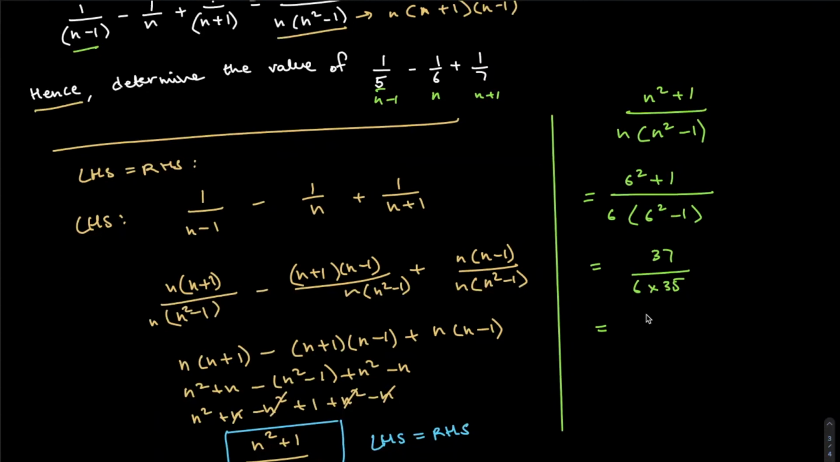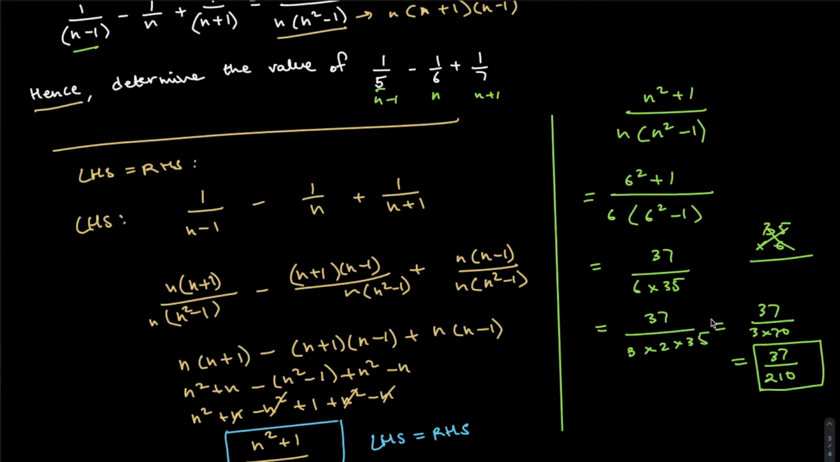I'll just simplify it. So we have 37. I'm gonna break this, right? Suppose I have to solve this quickly and I don't want to waste a lot of time. So instead of doing 35 times 6, I'm not gonna do that. What I'm gonna do is write this as 3 times 2 times 35. So I know this is 70, right? Because it's quite easy to know that. So we get 37 times 3 times 70, and then we get 37 times 210. So this is our final answer, right? So 37 upon 210 is equal to part B, right? That's the answer for part B.